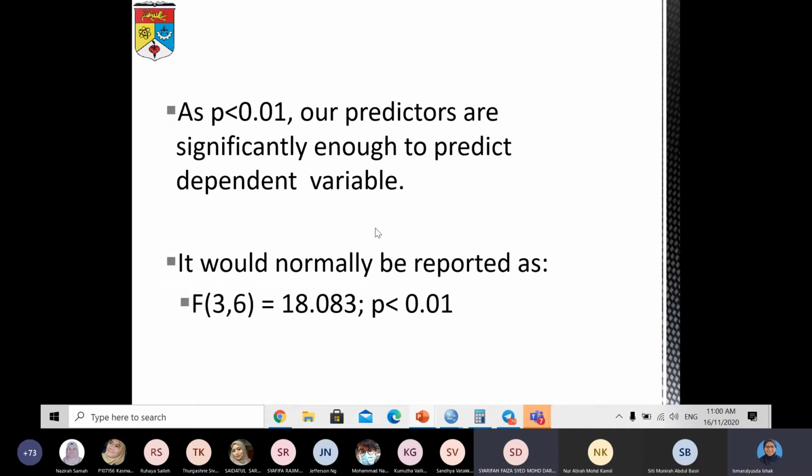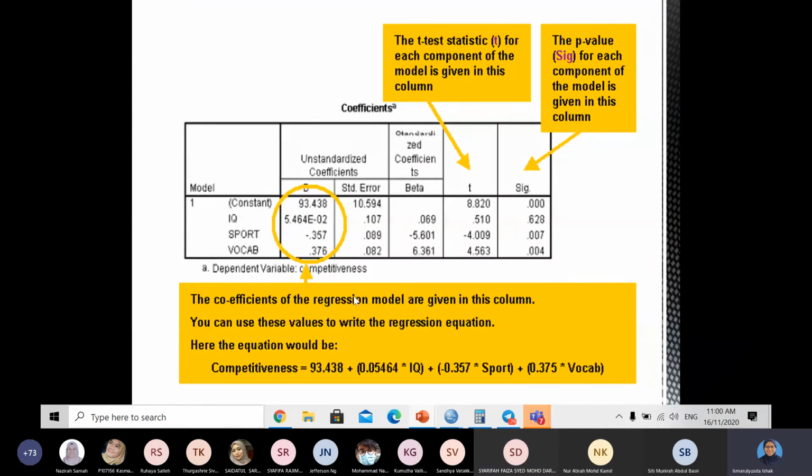In APA style, I don't think we include this. This is maybe for your thesis. For a thesis, maybe you want more precise, more complex data reporting, maybe you want to report the ANOVA. But in a journal in APA style, maybe you don't need this one. What you need is the result of these coefficients tables, the R square, and these tables.